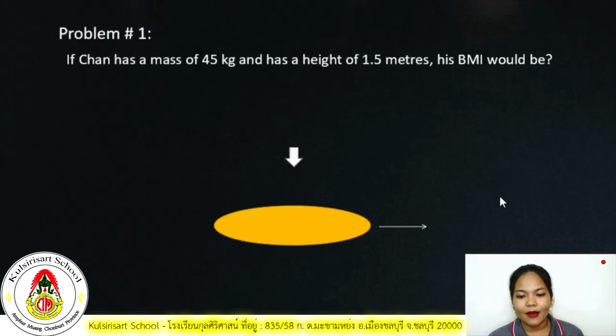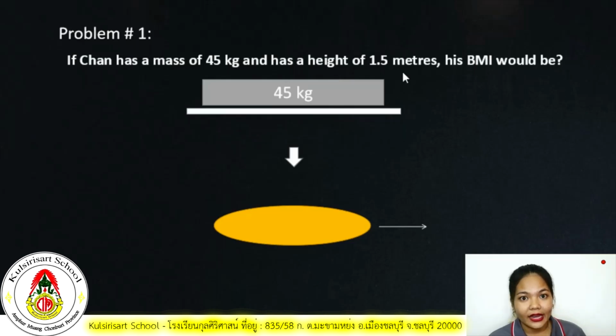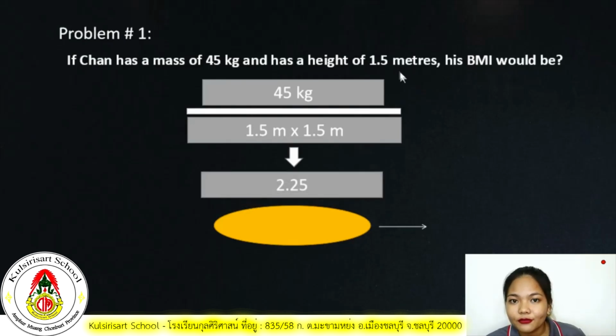Now, let's have an example. So, for problem 1, if Chan has a mass of 45 kilograms and has a height of 1.5 meters, his BMI would be? In this problem, the person that we're talking about is Chan, okay? And his mass or his weight is 45 kilograms and he has a height of 1.5 meters. Now, if we use this BMI formula, the solution will become like this one: 45 kilograms divided by 1.5 meters times 1.5 meters. Okay, now in order for you to solve this one properly, I want you to compute for the height first.